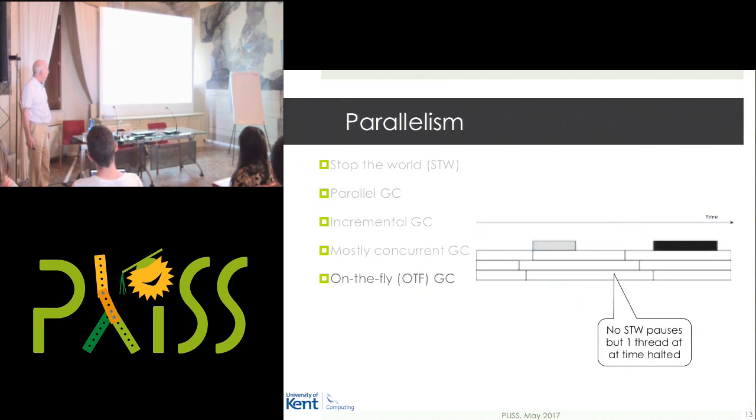So let's make all this as concurrent as we can, and a fully concurrent or on-the-fly collector runs like this. You've got the mutator threads running almost continually. You might stop one thread at a time just to scan its stack, but you're never stopping all of the threads at the same time, and the GC is running concurrently with the mutator threads, and you might have more than one GC thread as well.